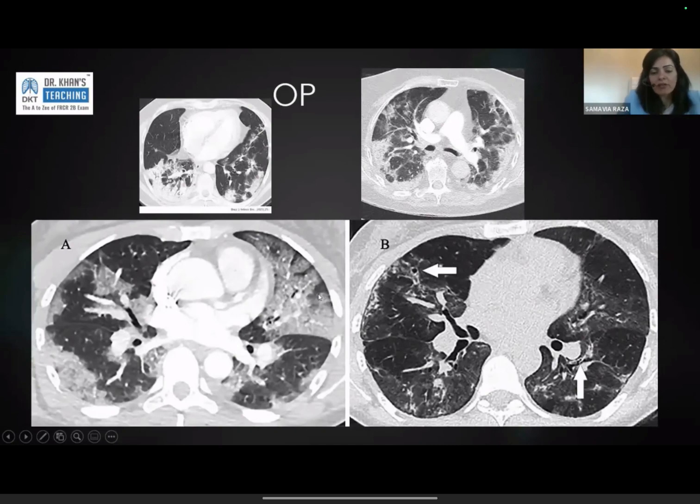This can resolve completely, or it can resolve with a bit of scarring. And by scarring, I mean a bit of architectural distortion in the areas that consolidation used to be, or they can end up with a progressive fibrotic ILD. So that scarring could keep progressing, keep pulling the lung around it, keep distorting the lung around it, and they will end up with chronic OP or chronic organizing pneumonia, and that's a fibrotic lung disease, which unfortunately has no cure.